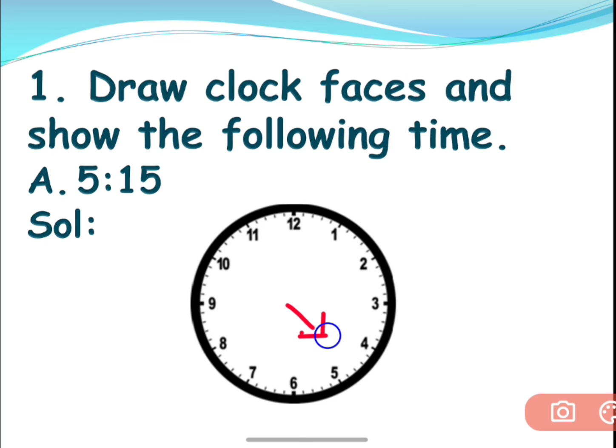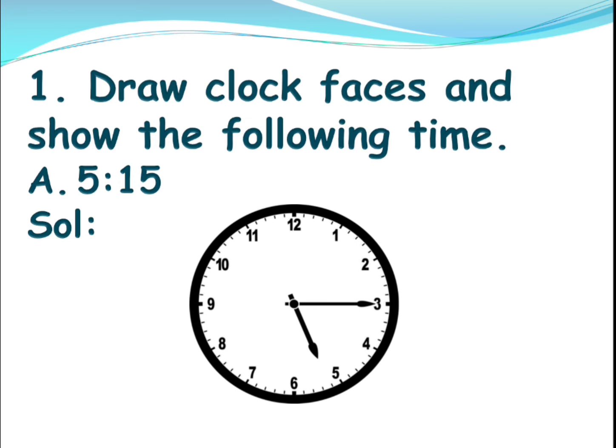Now 15. 15 means the longer hand. 5 threes are 15, no? So you have to point to 3. The longer hand has to point to 3 like this. Now it is 5:15. Let me show you. So here it is 5:15. Okay, children, in that way you have to draw the clock for the given time.